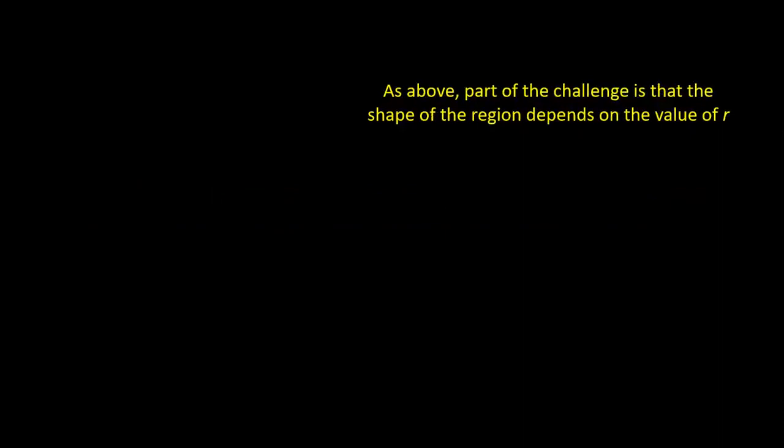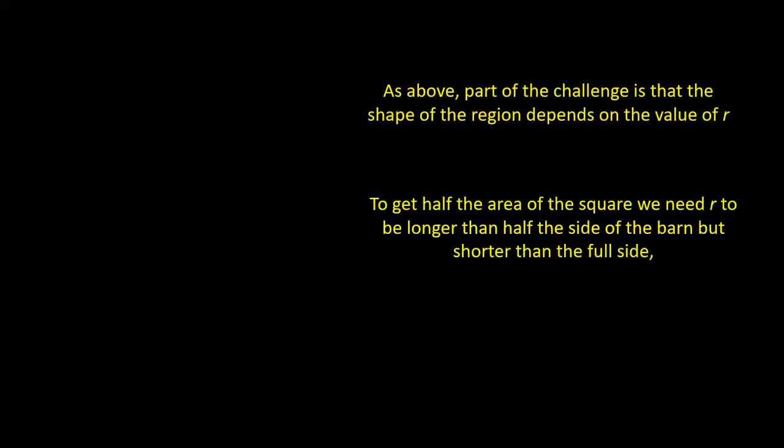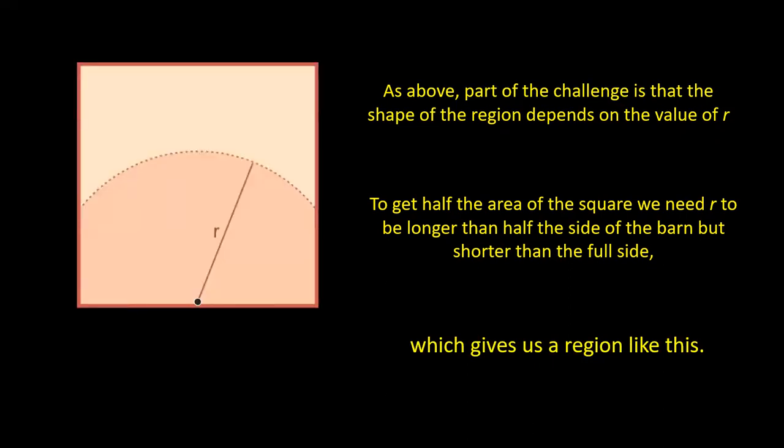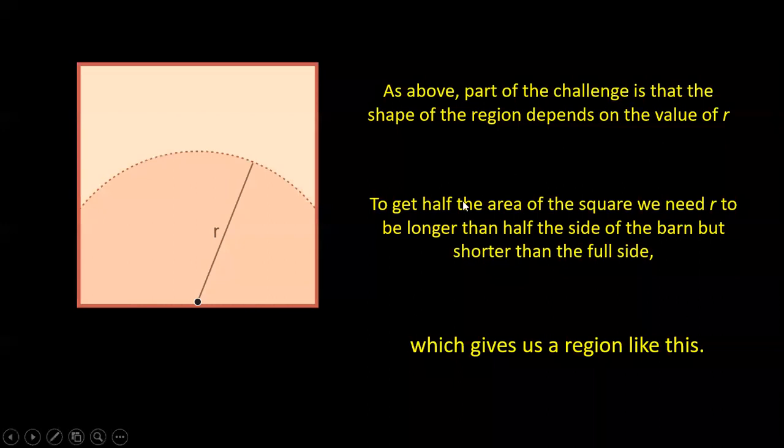As above, part of the challenge is that the shape of the region depends on the value of r. To get half the area of the square, we need r to be longer than half of the side of the barn but shorter than the full side, which gives us a region like this. To get half of the area of the square, we need r to be longer than half of the side of the barn but shorter than the full side.